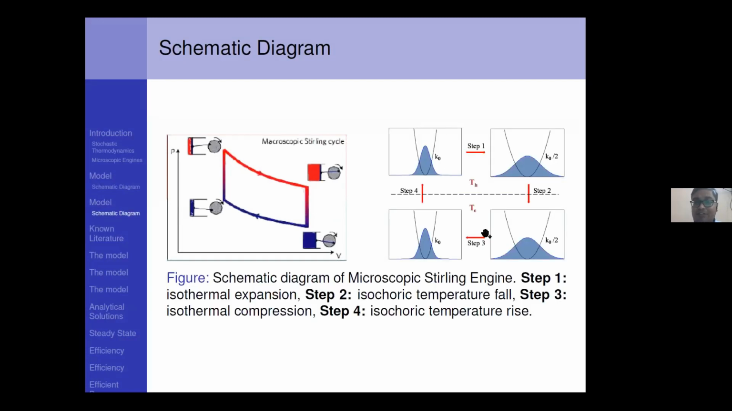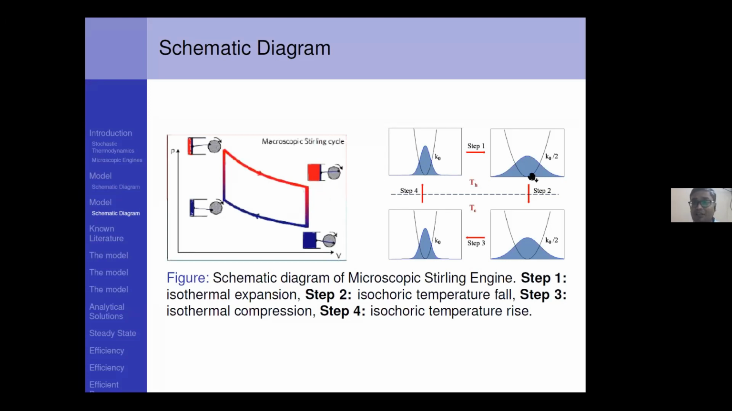Now this is the microscopic analog of that. Instead of this container, there is a harmonic trap, and this plays the role of the container over here. The shaded area is the position distribution of the trapped particle. Now suppose I change the stiffness parameter from K0 to K0/2. I'm decreasing the stiffness parameter. So this trap actually becomes flatter and the distribution becomes broader. This is like your expansion process. If this is done slowly enough, then this is isothermal expansion.